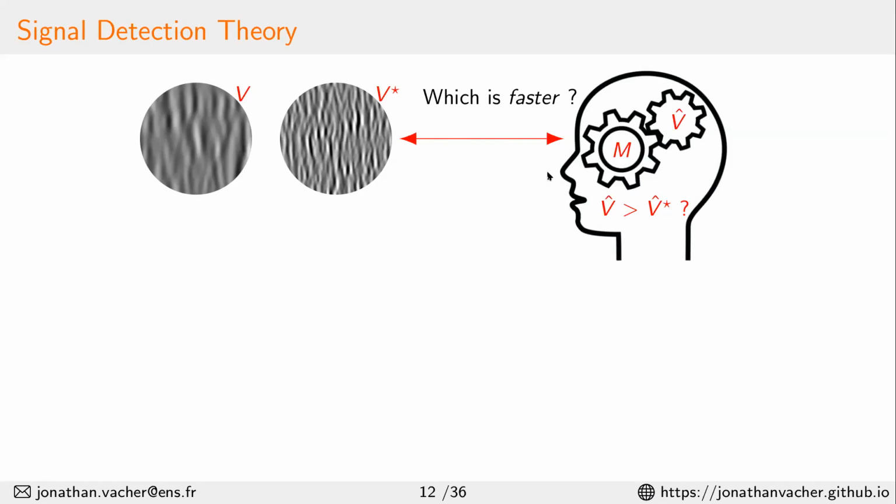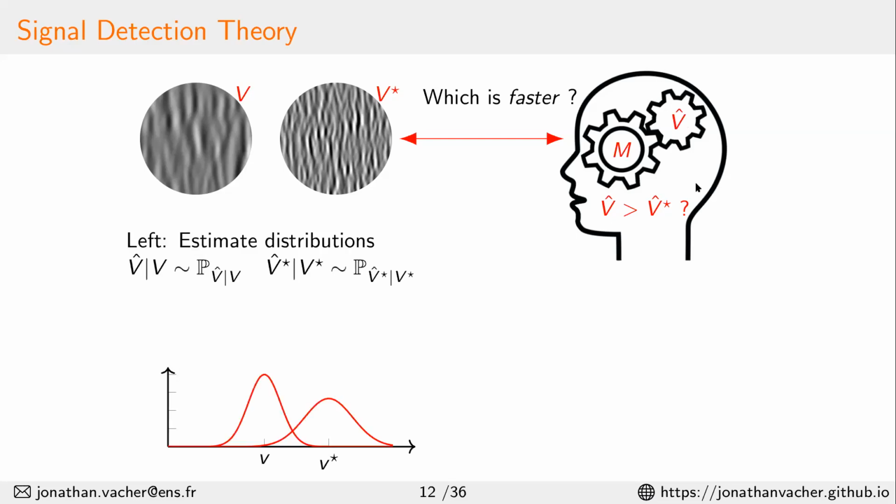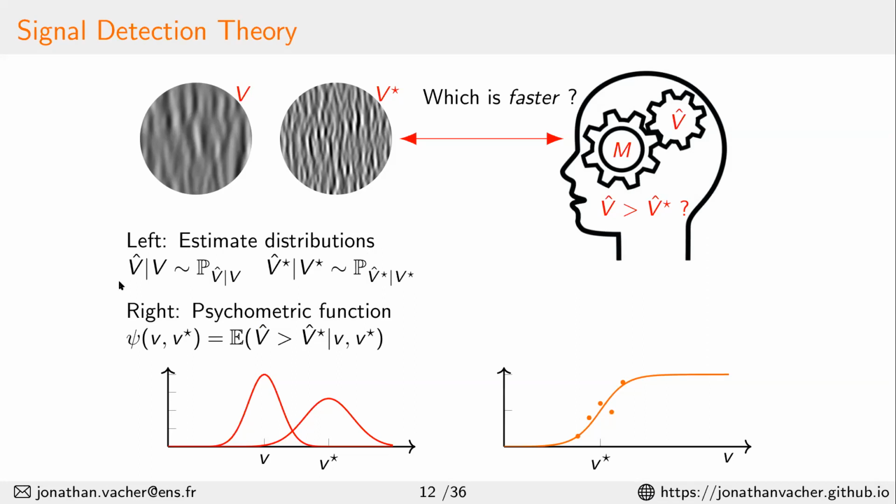And the model behind that is that we make an internal measurement M, and we estimate the speed for each stimulus, and then we compare the two speeds. So we have a speed distribution, the estimate knowing the true speed on the screen, and from that we can derive the psychometric function. So these are the two distributions for the stimuli, and you compare when this random variable v and v star is higher. And so this leads to this psychometric function here.